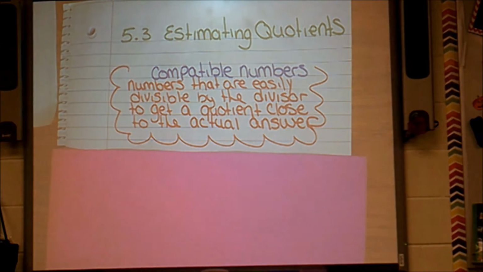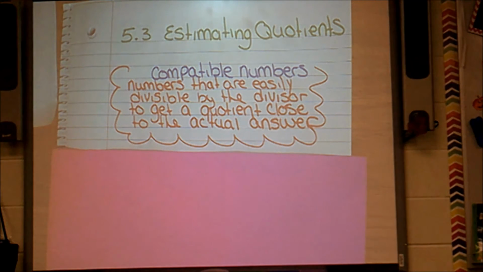Ladies and gentlemen, we are on section 5.3 where we will be looking at estimating quotients using compatible numbers. Now, hopefully you're not, but you might be saying to yourself, what in the world is a compatible number? Well, as you can see, I have a little definition there. My definition for compatible numbers is they are numbers that are easily divisible by the divisor to get a quotient close to the actual answer.